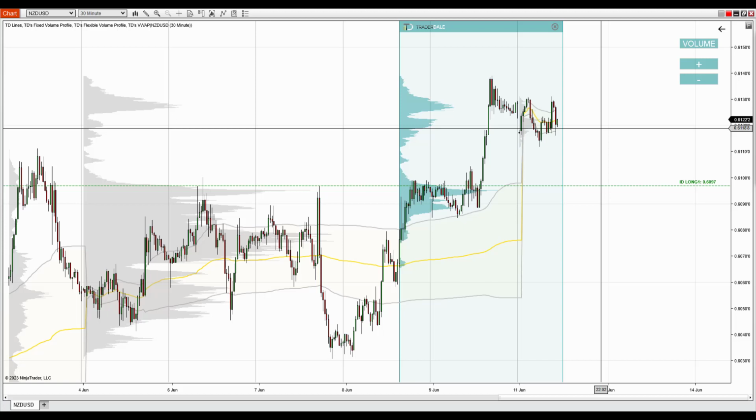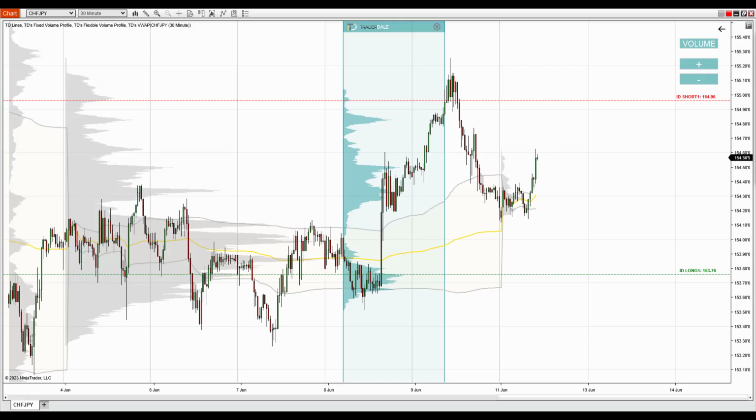Now let me switch over to another chart and another trading idea, and it will be on the Swiss franc Japanese yen. This chart shows the Swiss franc Japanese yen, 30-minute time frame, and in here I have a strong support and also a strong resistance. Let's start with the support, which is in here at 153.76, and it is based also on the volume accumulation setup, the same setup as I just showed you on the New Zealand dollar, US dollar.